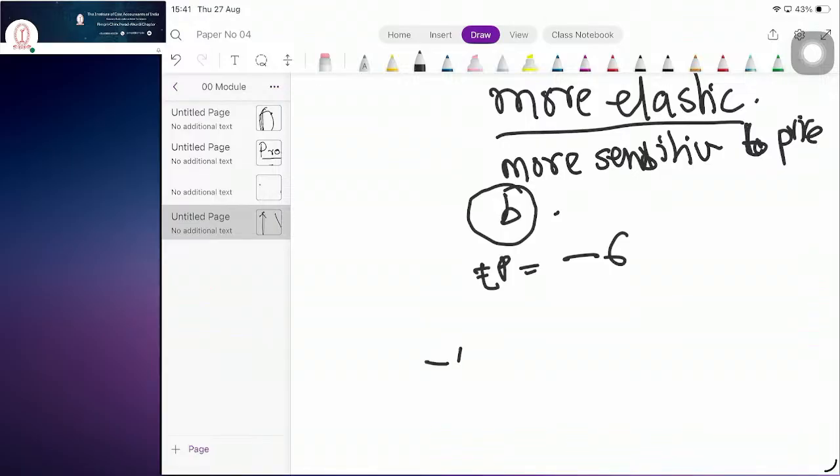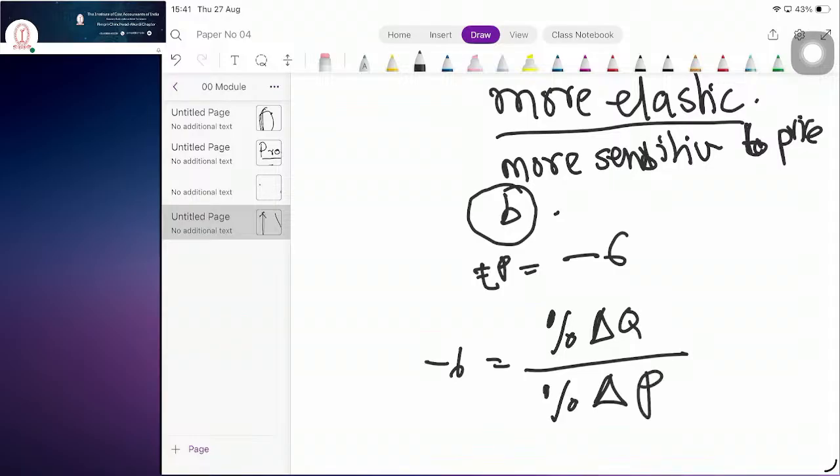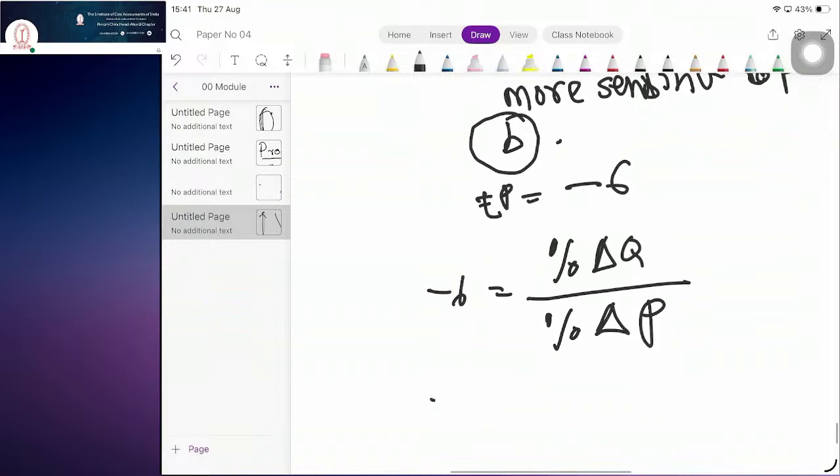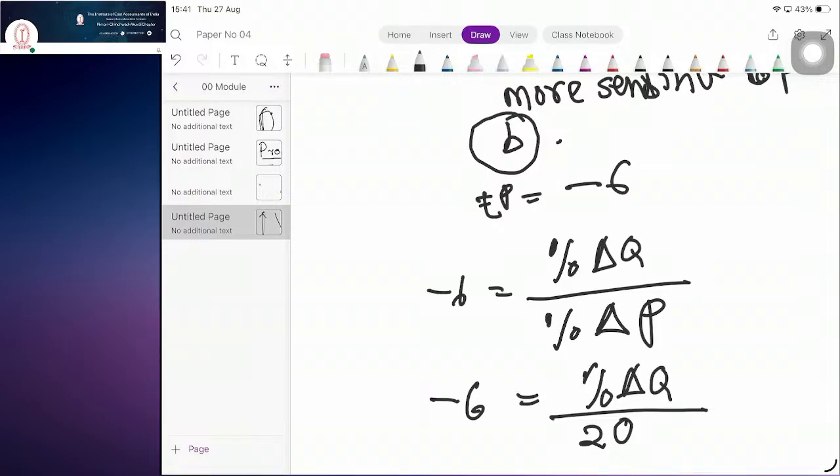So put it in the formula. Elasticity of demand is percentage change in quantity demanded upon percentage change in price. तो ते काय म्हणतात की price has increased by 20%. So this is -6. Percentage change in quantity demanded we don't know, but we know that this is 20%. My God, it will be -120%. Yeah, है क्या answer? No, there is a mistake in this problem. It should be 120% decrease पाहिजे बरोबर.